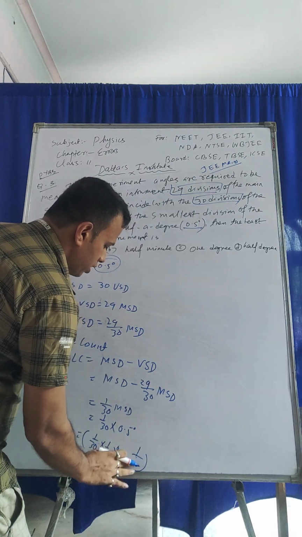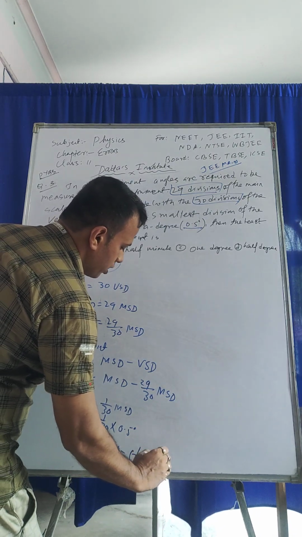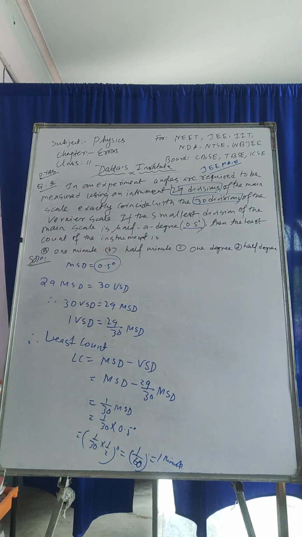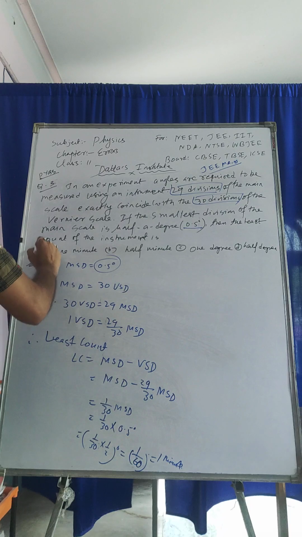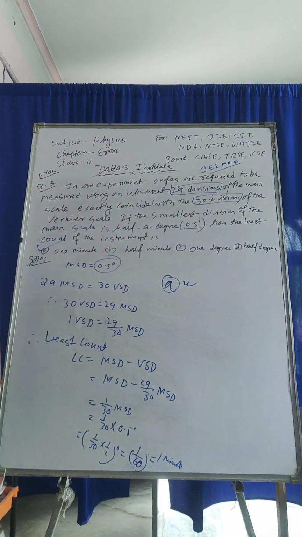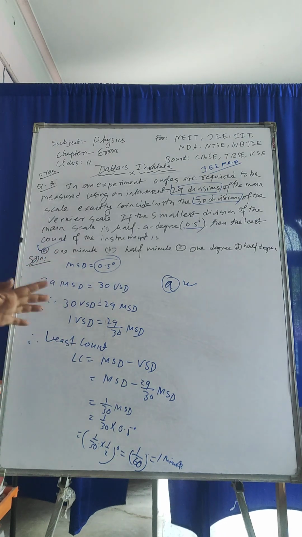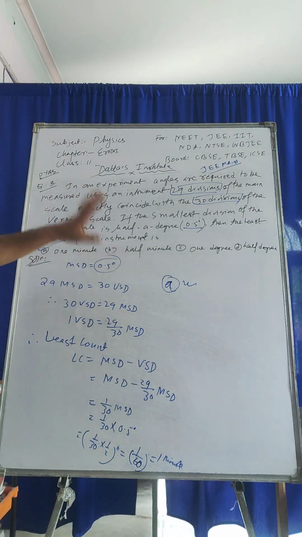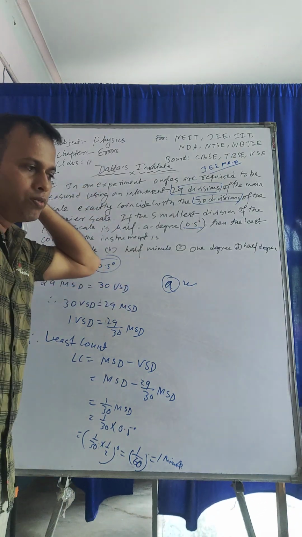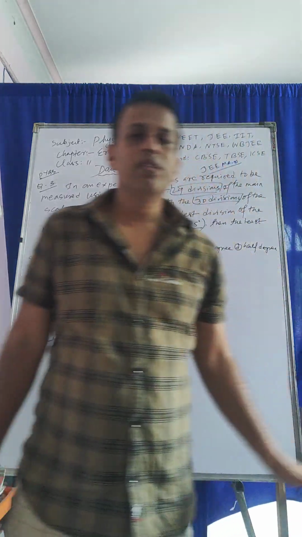Then 1 by 60 degree is how much? 1 by 60 degree is 1 minute. Okay. So which option is correct? Option A is the correct option here. So this question is from JEE Main, and this topic is from the vernier calipers.